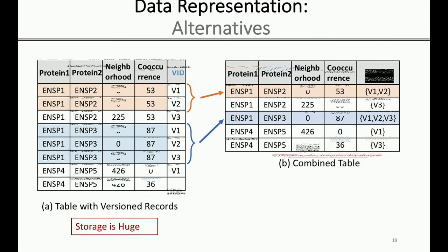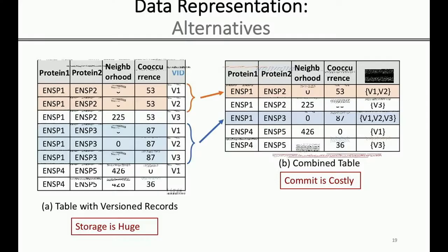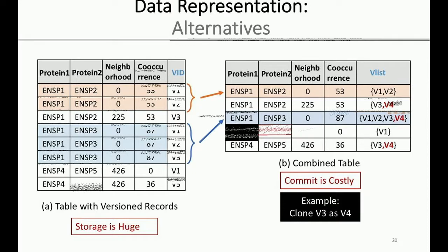So one natural way is that we can combine the same tuples and associate each distinct tuple with a version list, vlist here. So even though array is a non-atomic data type, it is commonly supported in databases. So in this way, we can reduce the storage cost. However, the commit can be very costly because if we clone version 3 as version 4 and we commit version 4 immediately back to the system, then we basically need to access every single record that is present in version 4 and append version 4 in each vlist here.